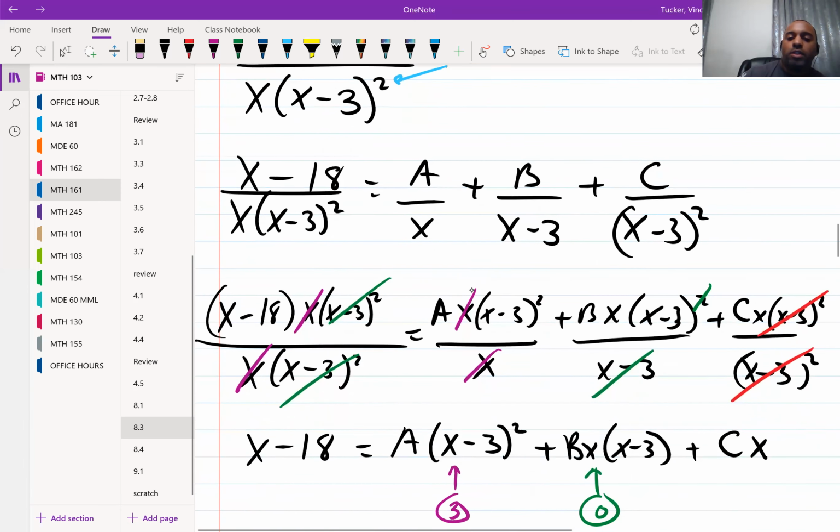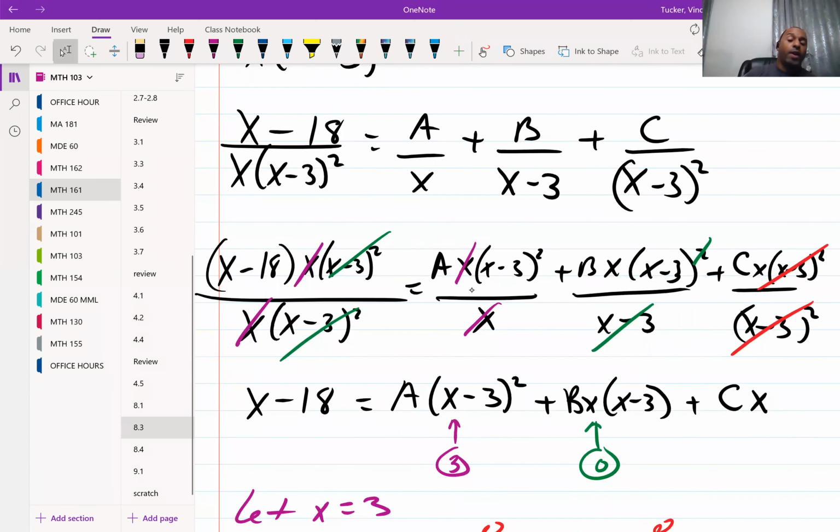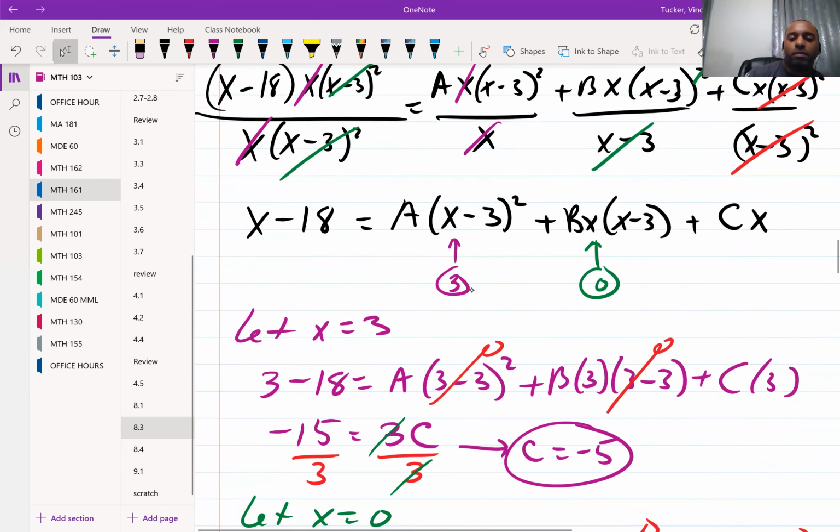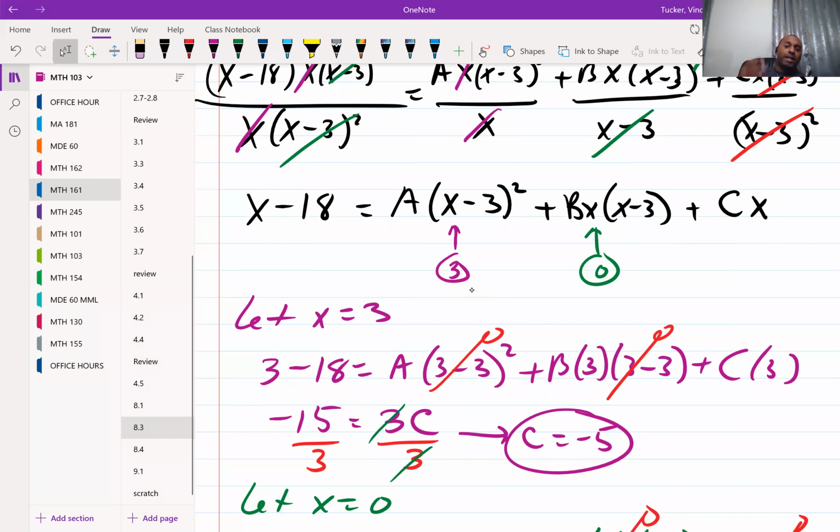All right. So then I'm looking at what I can use for x that will create 0 to cancel out some terms for me. I see that plugging in a 3 right here is going to cancel that out, and then plugging in 0 right here. So start off with 3. So that's 3 minus 18, a times 3 minus 3 squared, b times 3 minus 3, and then c times 3.